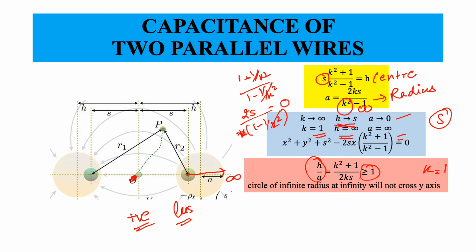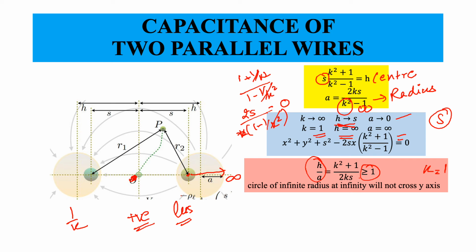Similar argument for the other case, when you consider negative potential, 1 by k, you will see that the circle of infinite radius would not cross the y-axis. So there is no overlap between positive and negative equipotential circles. So with this we are now ready to consider the capacitance structure.